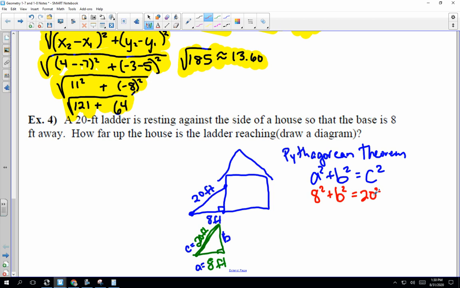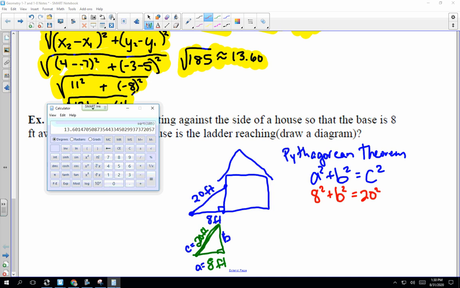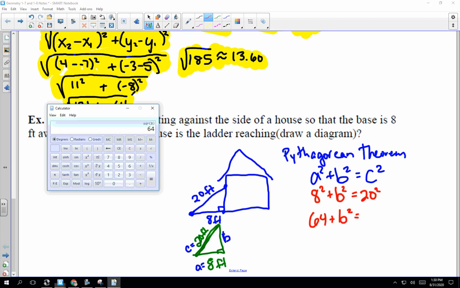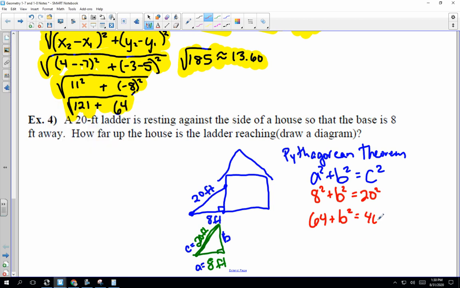If you haven't seen the Pythagorean Theorem, it is okay. Just write it down for now, and we will definitely be working with that more so that you guys get comfortable. 8 squared is 64. B squared stays the same because it's not a number. I can't just type them in my calculator, unfortunately. 20 squared is 400. And I'm solving for B because how far up the house does the ladder reach? So I'm going to subtract.